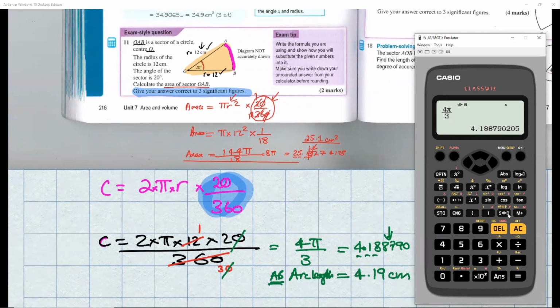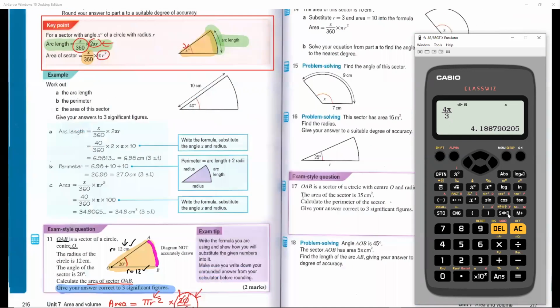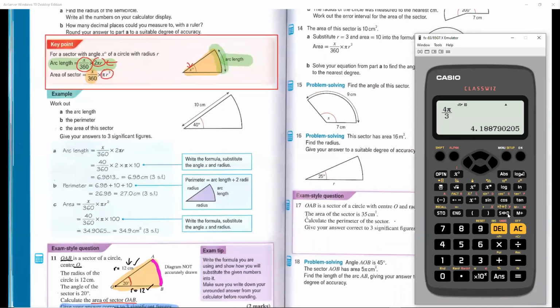Okay. Now, who's doing this question with me? Number 11. Is it you, Salia? Okay. Who's doing this question? I was doing the first bit, but I didn't do the rest.